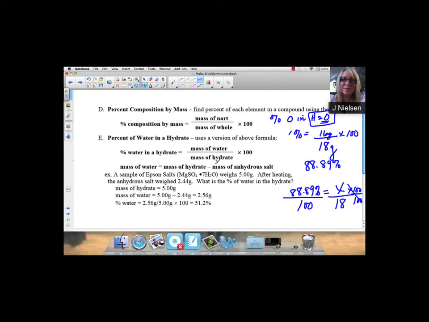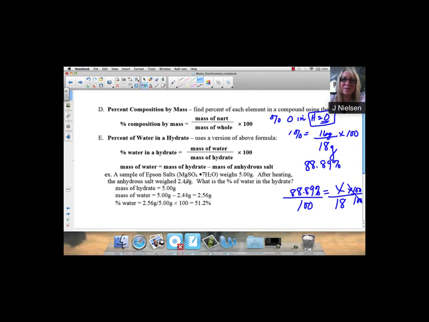Percent of water in a hydrate uses the same formula: percent water in a hydrate is mass of water over mass of hydrate. The only thing you have to remember is you have to subtract the weight of the crucible or the dish. For example, a sample of Epsom salt has this formula: magnesium sulfate hexahydrate weighs 5 grams. After heating the anhydrous salt, meaning without water, it weighed 2.44.